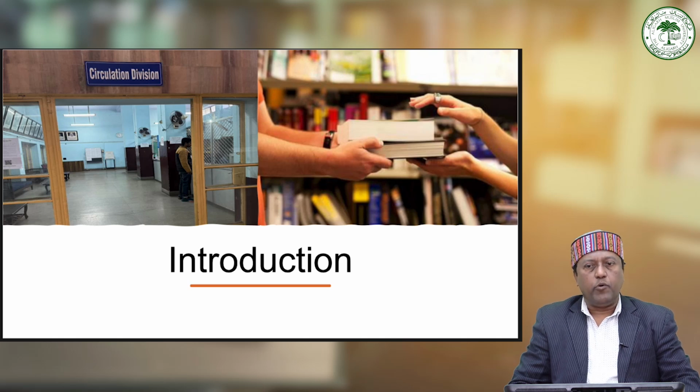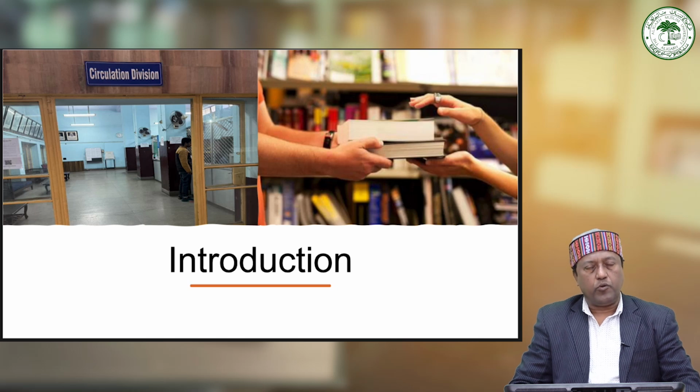But amidst the ever-changing landscape of library services, the core mission remains unchanged. That is to foster a culture of exploration, discovery, and lifelong learning. So basically, the circulation section serves as the backbone of the library, ensuring that the materials are readily available to the users, effectively managed throughout their life cycle, and contributing to the fulfillment of the library's mission to provide access to information and promote lifelong learning.